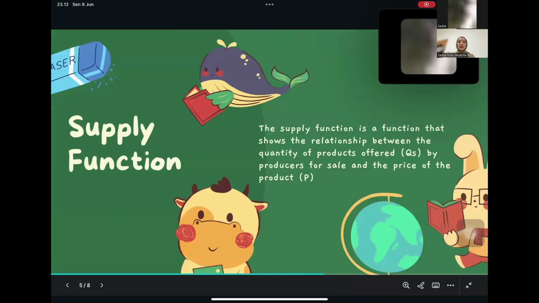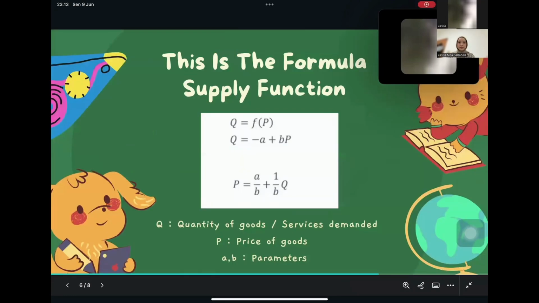And the supply function. The supply function is a function that shows the relationship between the quantity of product offered, Qs, by producers for sale and the price of the product, P. This is the formula of the supply function: Q = f(P), Q = -a + bP, P = a/b + (1/b)Q.